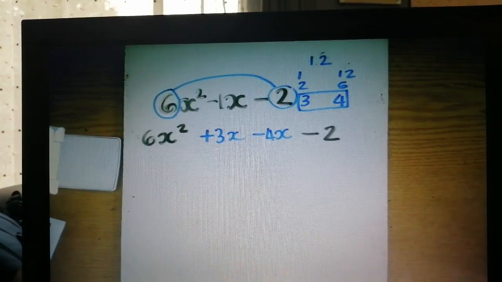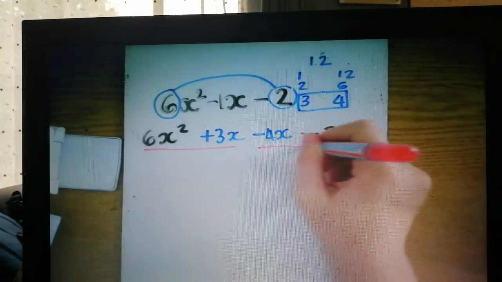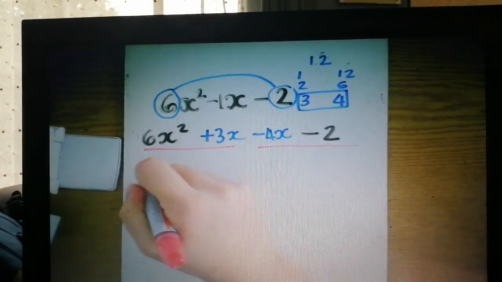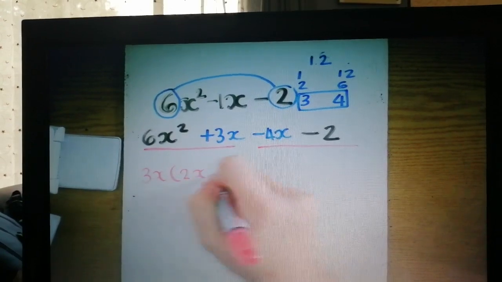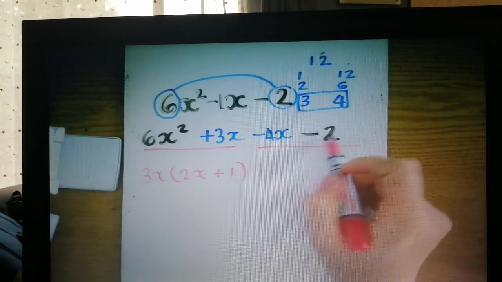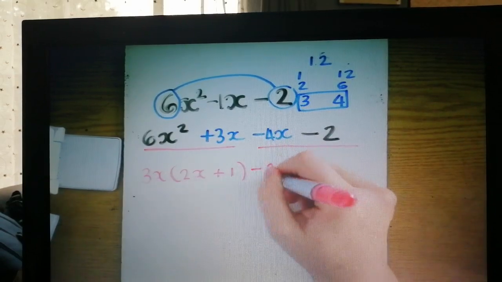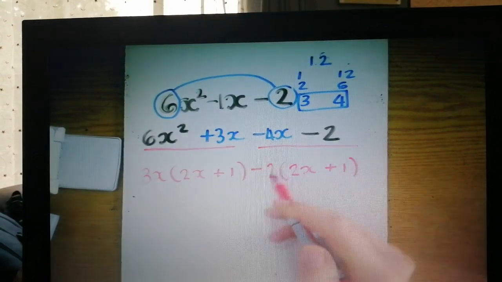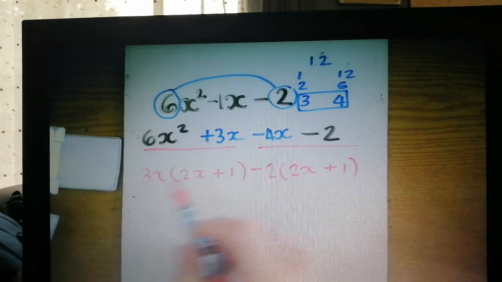And now what do I do? I find an HCF here, and I find an HCF here. So what is my HCF here? It's 3x, and when I take 3x out, what am I left with? 2x plus 1. And what is my HCF here? Let's think cleverly. It's not just 2, but rather negative 2, because that leaves you with 2x plus 1. If you had taken out positive 2 and not negative 2, you would just have had to do a sign change, and then you would have landed up with the same expression as I did.